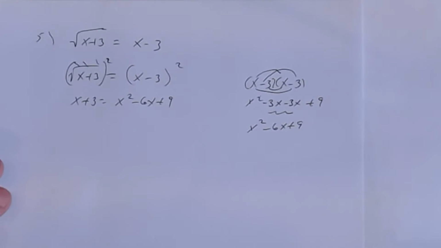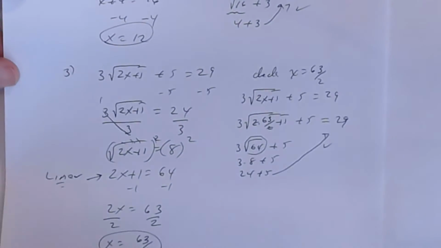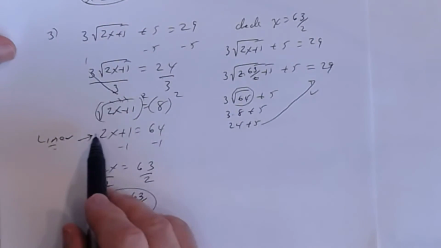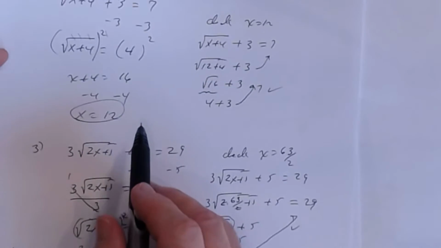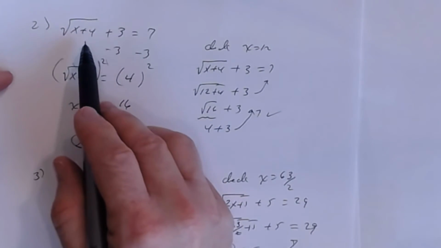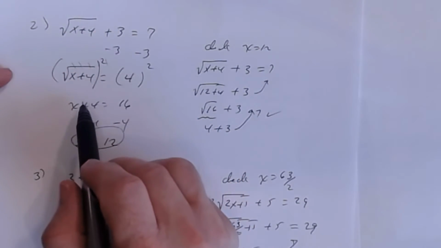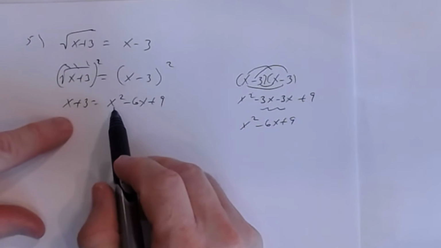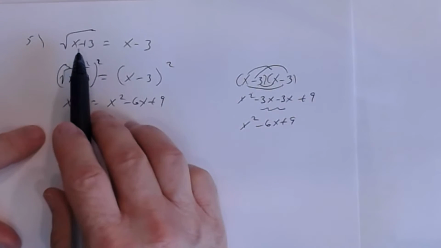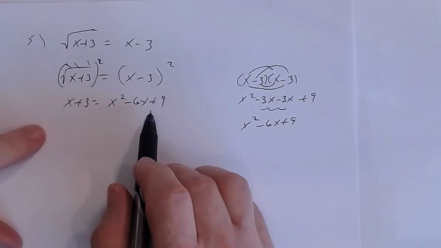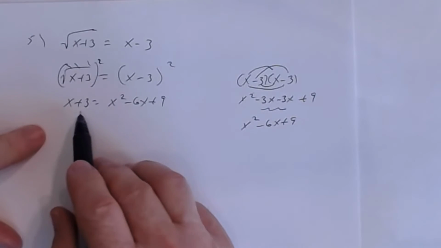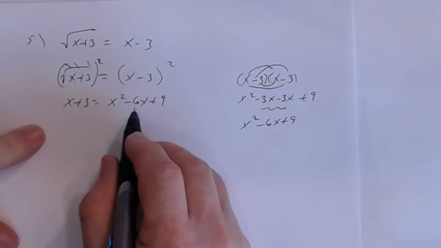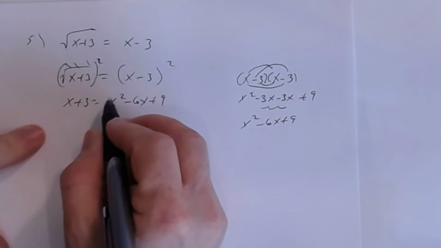Notice again in all the previous 4 problems, I went from a square root equation to a linear. Okay, so now we have this quadratic equation. So I went from a square root equation to a quadratic. And so to solve this quadratic equation, let's go ahead and bring all the terms to one side, and we'll go ahead and bring them to the right-hand side, since x squared is on this side.